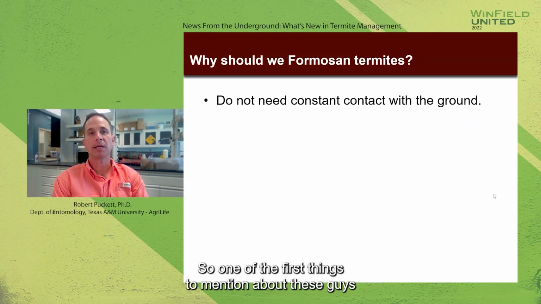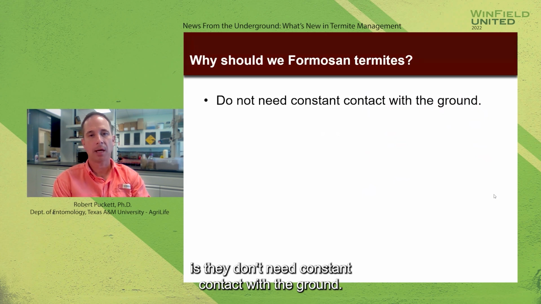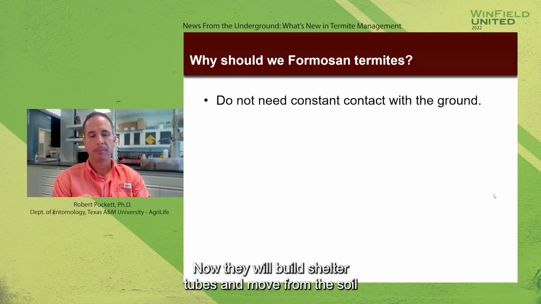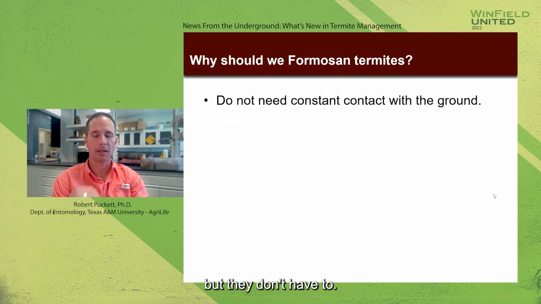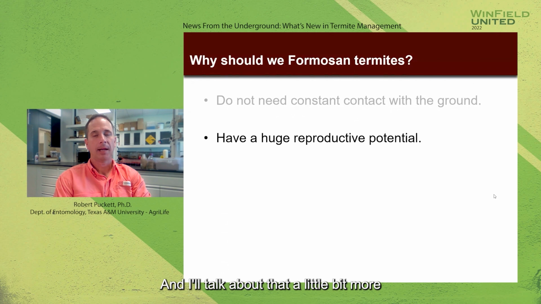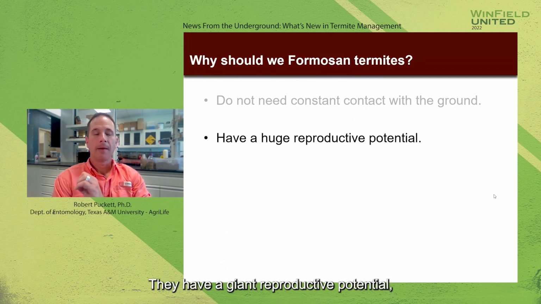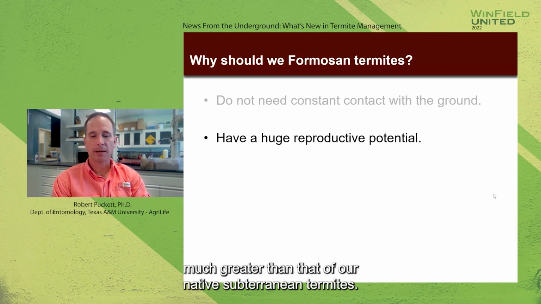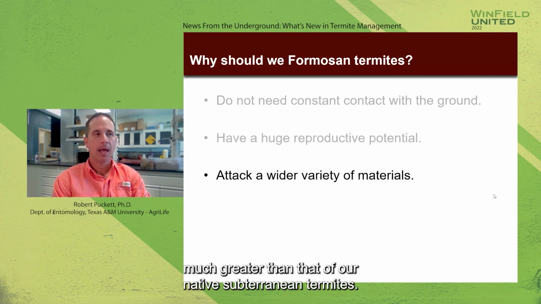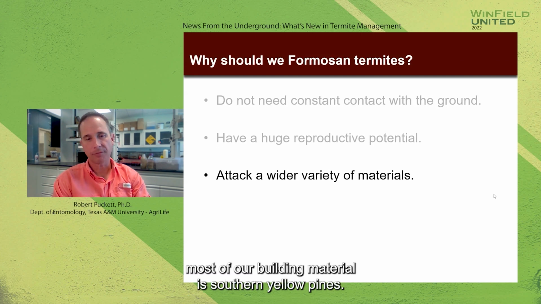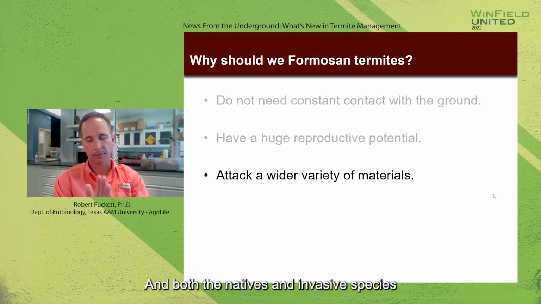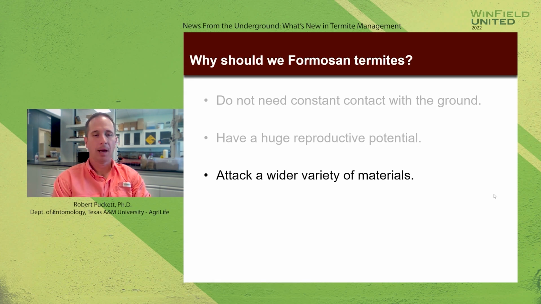One of the first things to mention about these guys is they don't need constant contact with the ground. Now, they will build shelter tubes and move from the soil into a structure and feed and return to their colony, but they don't have to. I'll talk about this a little bit more in a few slides. They have a giant reproductive potential, much greater than that of our native subterranean termites. They're known to attack a wider variety of materials, but just keep in mind, most of our building material is southern yellow pine, and both the natives and invasive species are happy to feed on that.